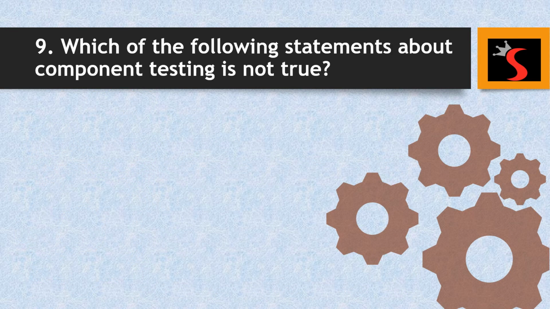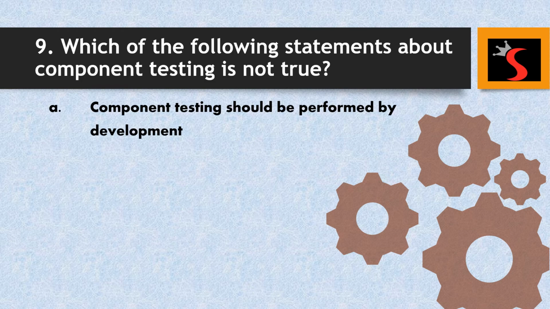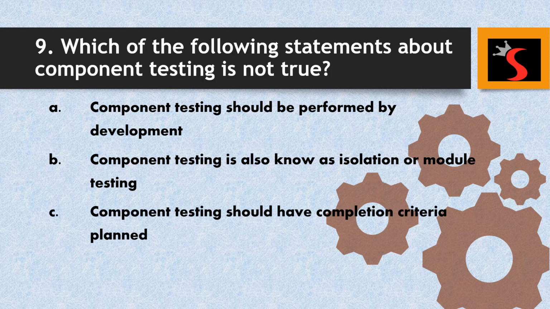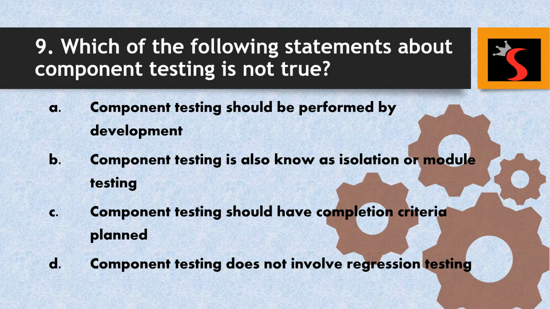Which of the following statements about component testing is not true? A. Component testing should be performed by development. B. Component testing is also known as isolation or module testing. C. Component testing should have completion criteria planned. Or D. Component testing does not involve regression testing.